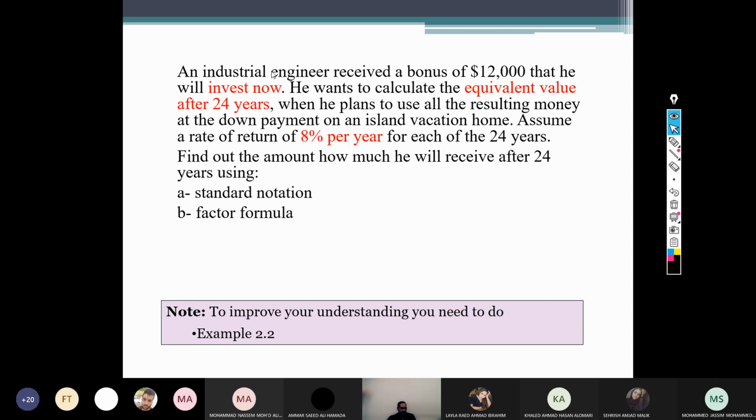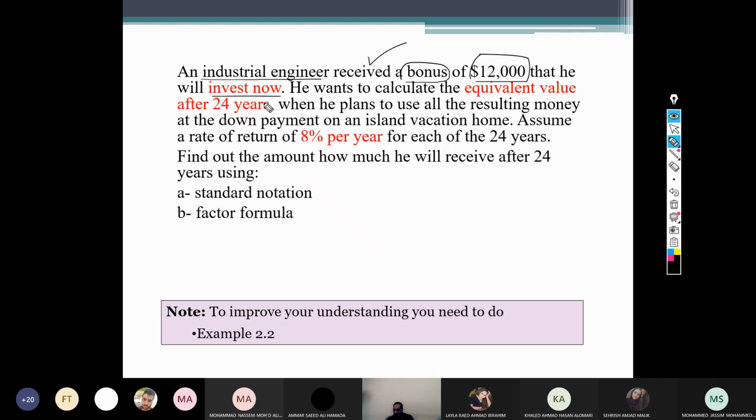Here it says an industrial engineer. Here we're dealing with real life. Received a bonus. What is the keyword, received? That he wants to invest.